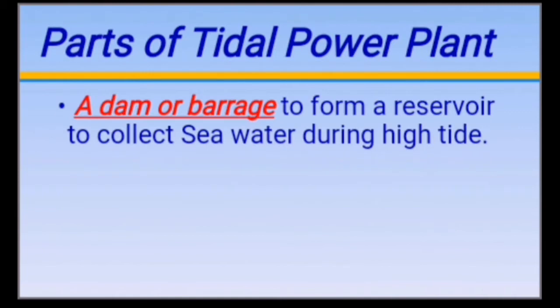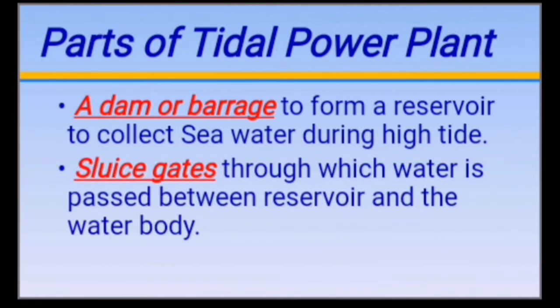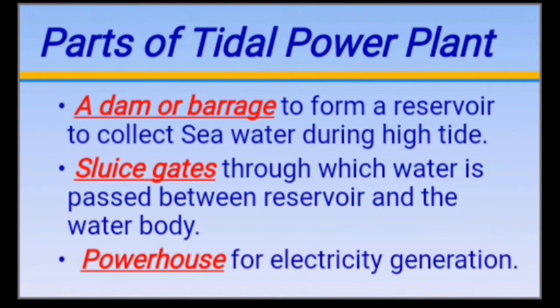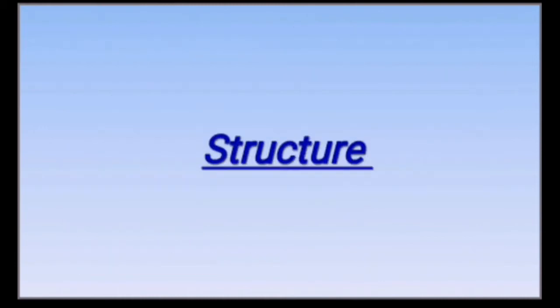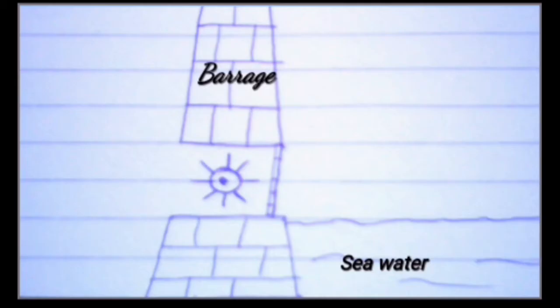Parts of tidal power plant: a dam or barrage used to form a reservoir to collect seawater during high tide, sluice gates through which water is passed between reservoir and the water body, and the powerhouse for electricity generation. Structure: a barrage, sluice gates, and turbine.